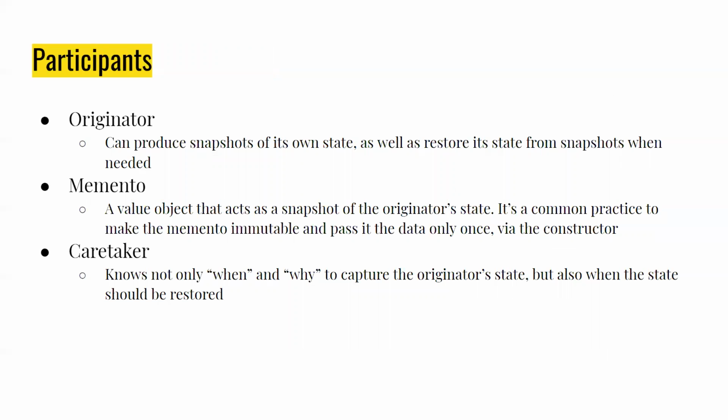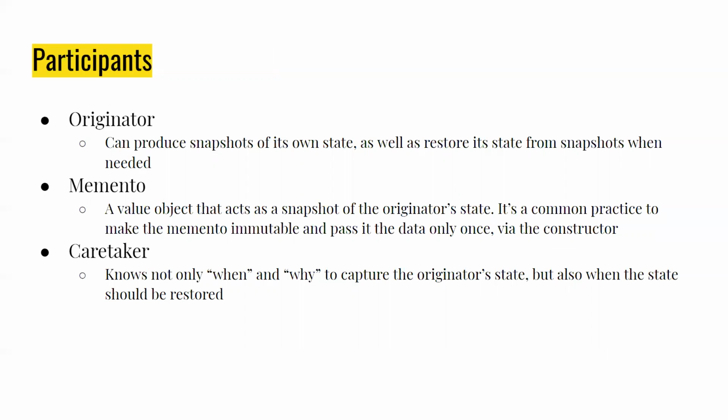The main participants of this design pattern: the first one is the originator, which can produce snapshots of its own state as well as restore its state from snapshots when needed. The second one is the Memento, a value object that acts as a snapshot of the originator state. It's common practice to make the Memento immutable and pass the data only once via the constructor.